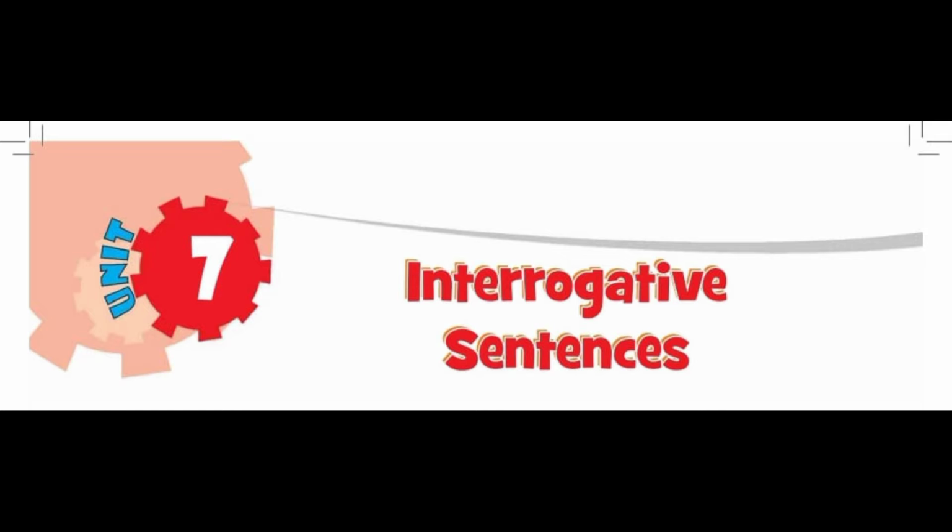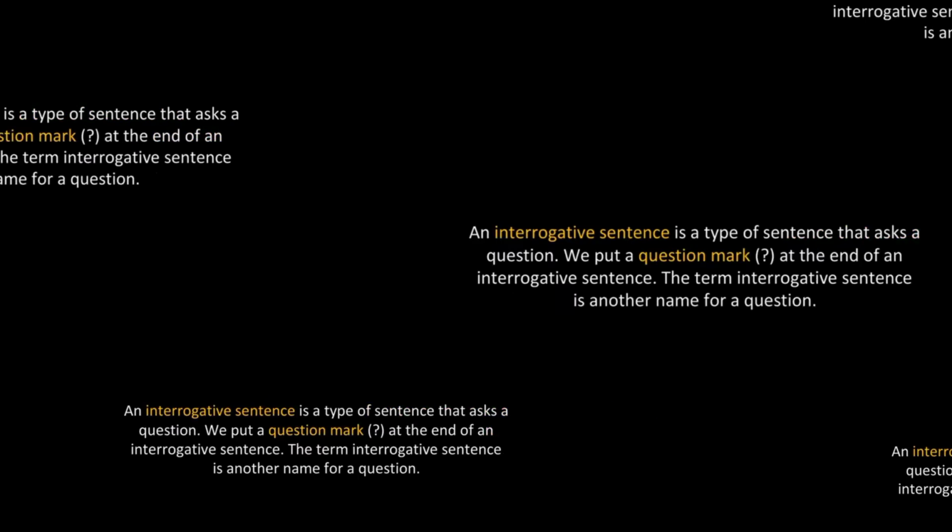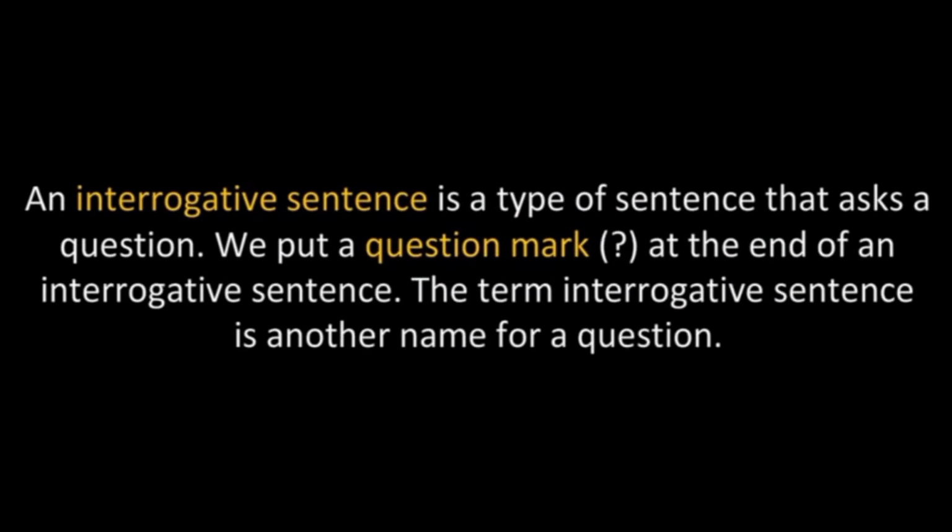Children, you all know what interrogative sentences are. Let's look at them once again. An interrogative sentence is a type of sentence that asks a question. We put a question mark at the end of an interrogative sentence. The term interrogative sentence is another name for a question. That means all questions are interrogative sentences.